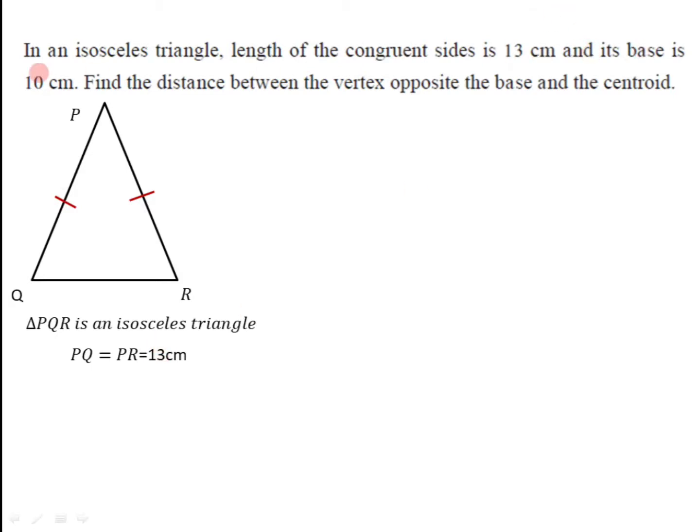And it is given that the base is 10 centimeter. So for this triangle PQR, QR is the base. That's why the length of this base QR is 10 centimeter. Now the question is asked to find the distance between the vertex opposite to the base and the centroid. Now for this triangle, base is QR and the vertex opposite to it is P. So we have to find the distance between point P and the centroid of this triangle.